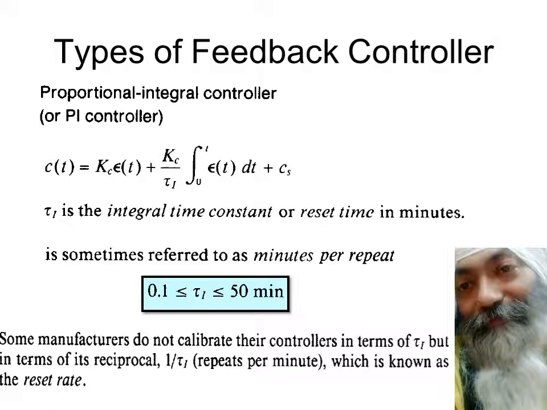As I told you, some people do not calibrate the controller in terms of tau I, but in terms of the reciprocal. If you take 1 upon tau I, then it will be repeats per minute. It's called reset rate. Why it is called repeat? This is what I'm going to tell you again and again. And if you're getting curious, well, good. It's good to be curious. But at this stage, you see that it's called repeats per minute. Some people call it Ki also, but I'm not going to refer to it as Ki. I will continue to stick to tau I only.